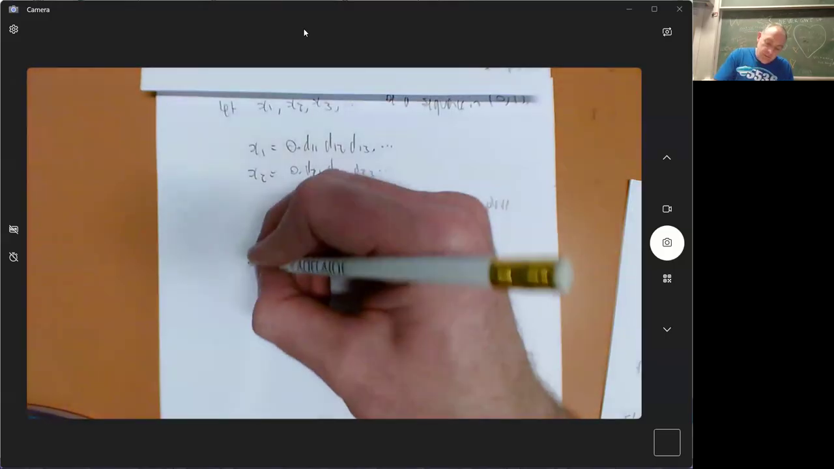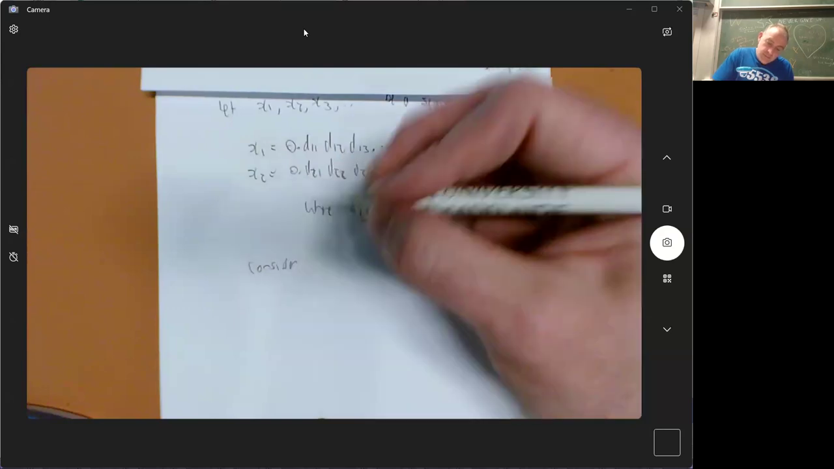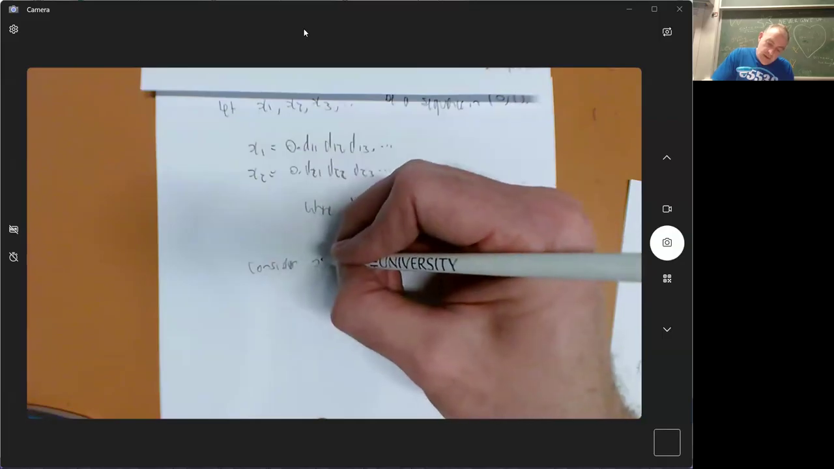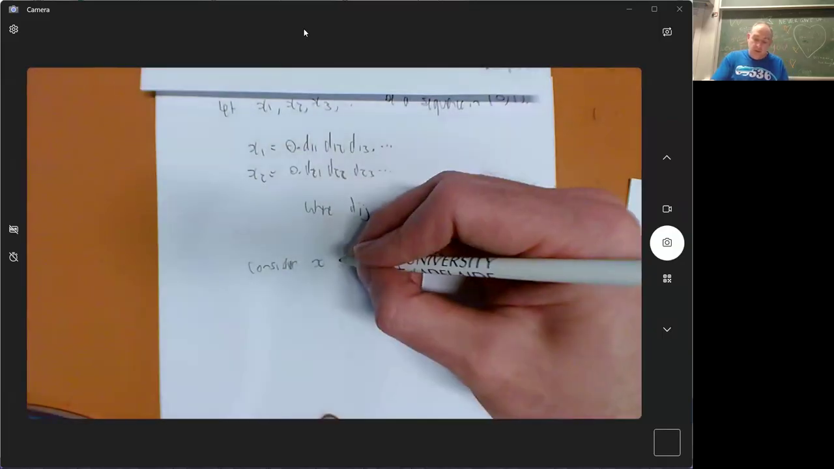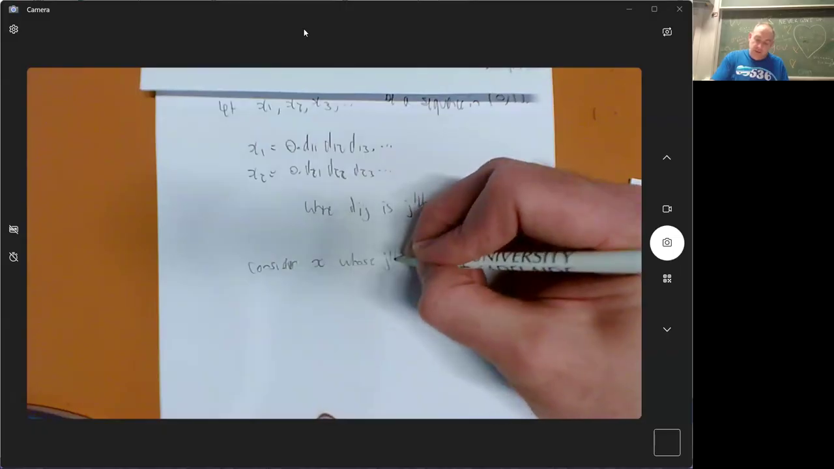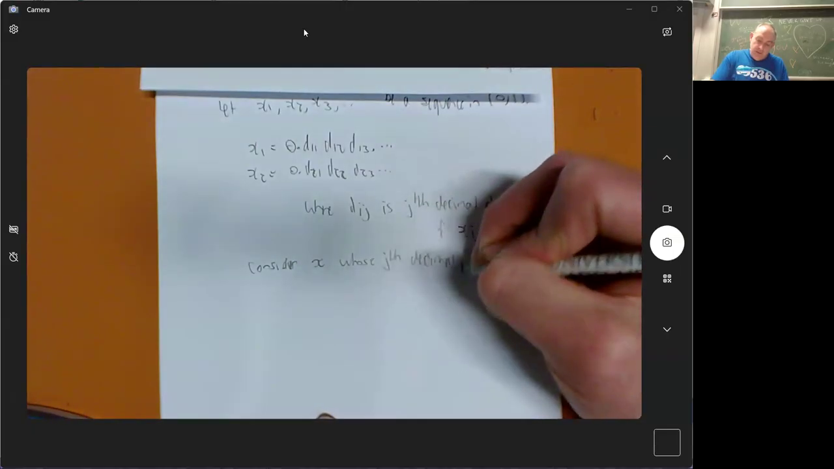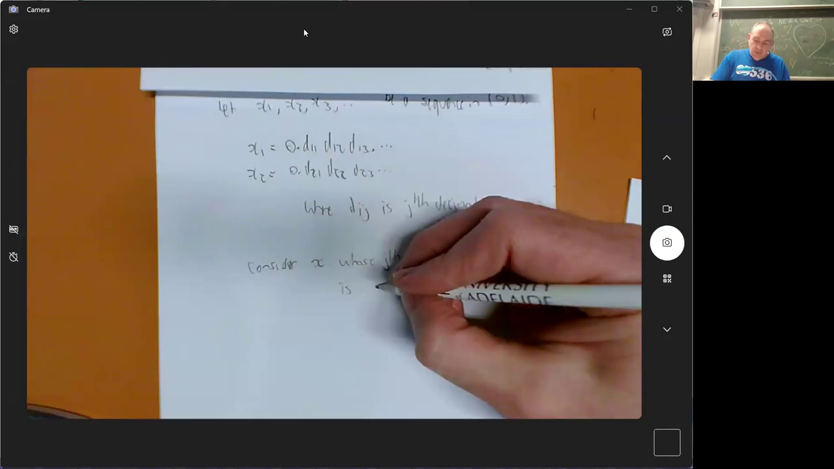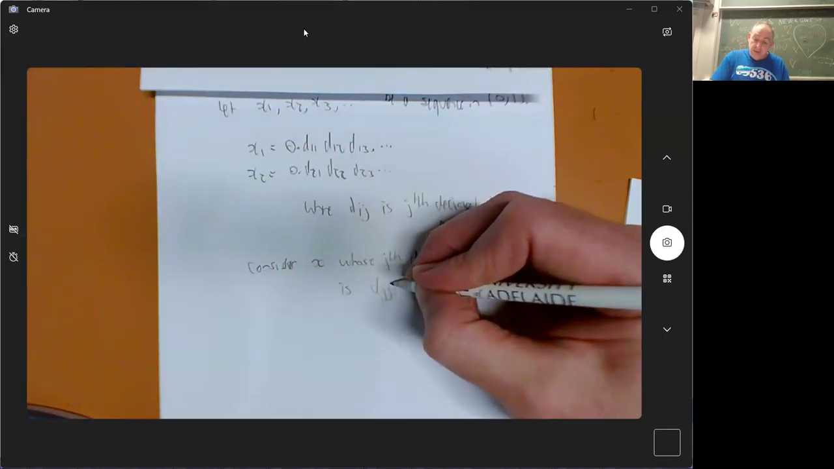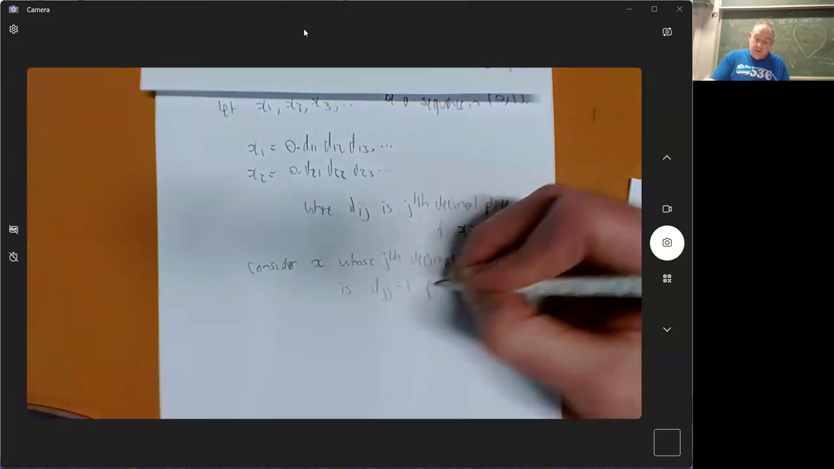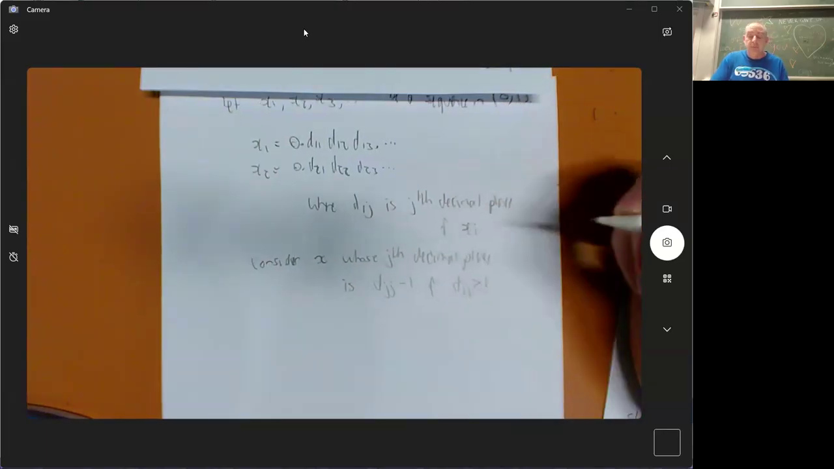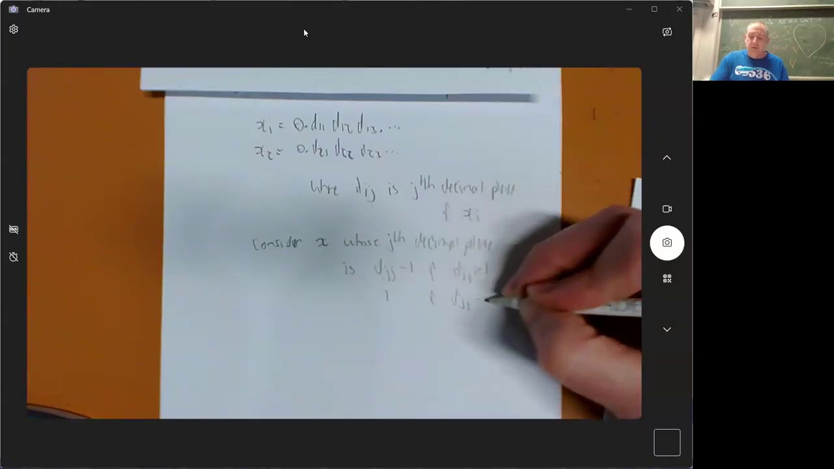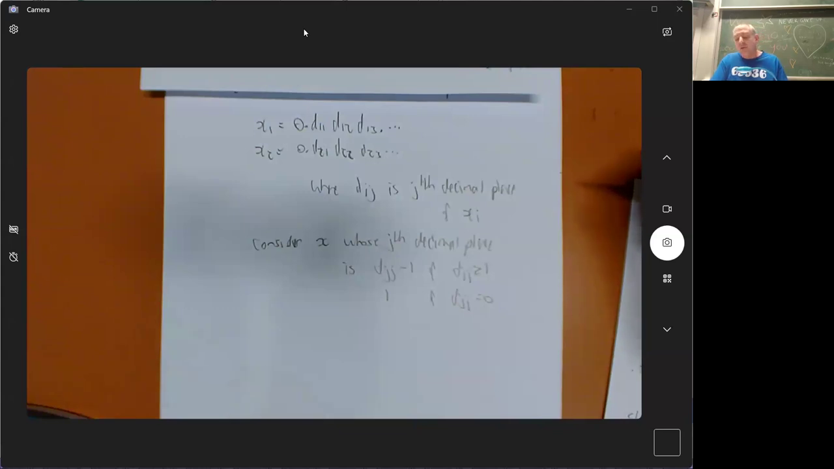Then consider x whose jth decimal place is djj minus 1 if djj is greater than 0, and 1 if djj is 0. Something like that. Lots of ways to do it.